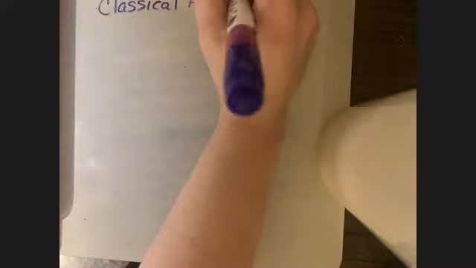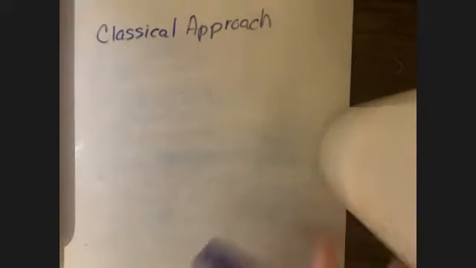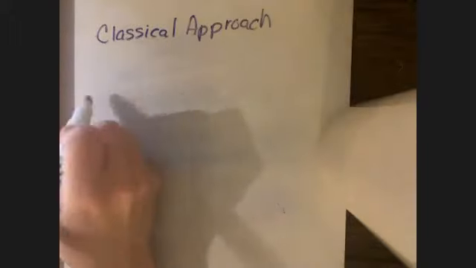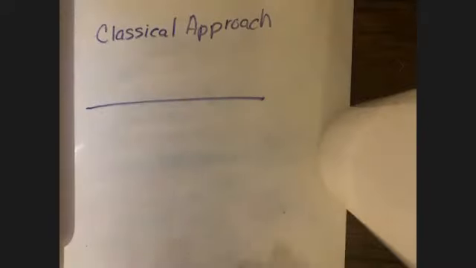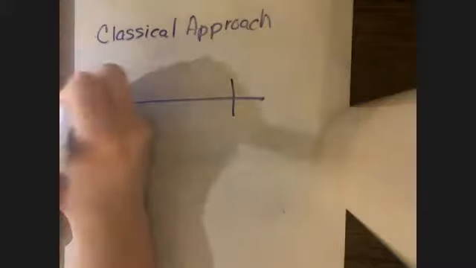The first method is called the classical approach, or one of the methods. This is the classical approach. Now here is the idea with the classical approach. The classical approach says, here's my line, and I'm drawing a line in the sand. And I'm going to start here.